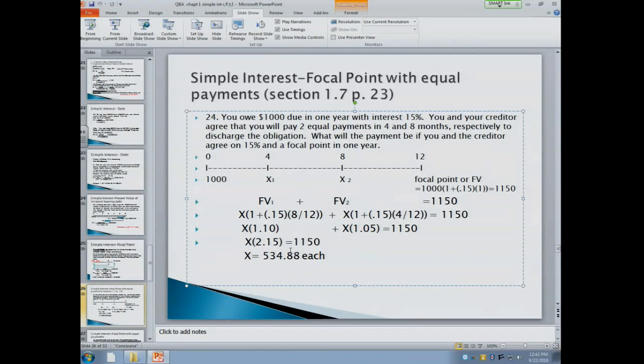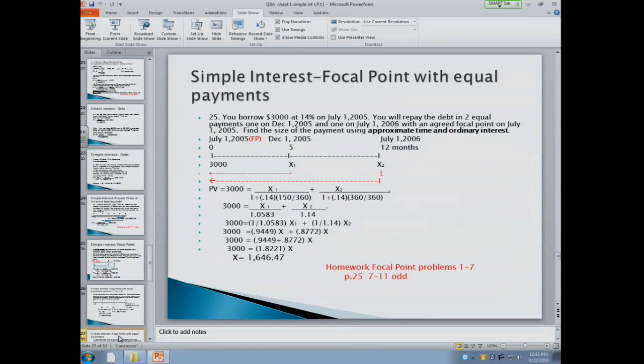I recommend you pause and do this problem again a little bit more slowly. It's difficult. In 25, we're doing the same thing, but we want to pay it off today. On July 1st, 2005, that's the focal point. We owe $3,000, but we have the cash, so we want to pay it.